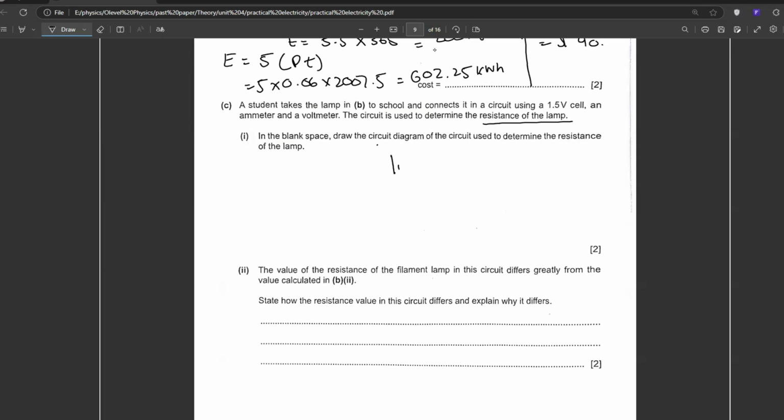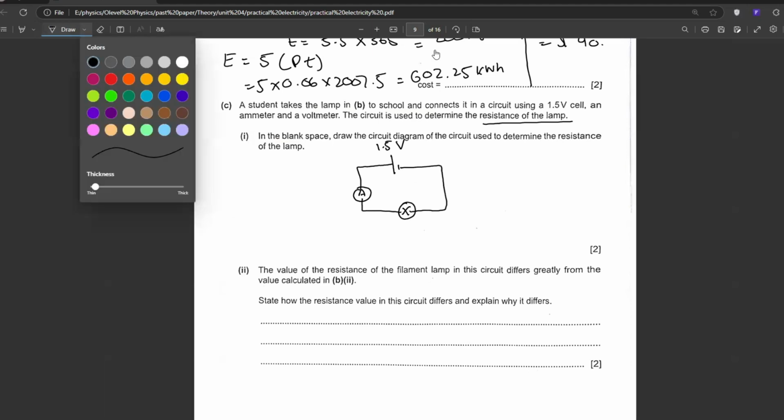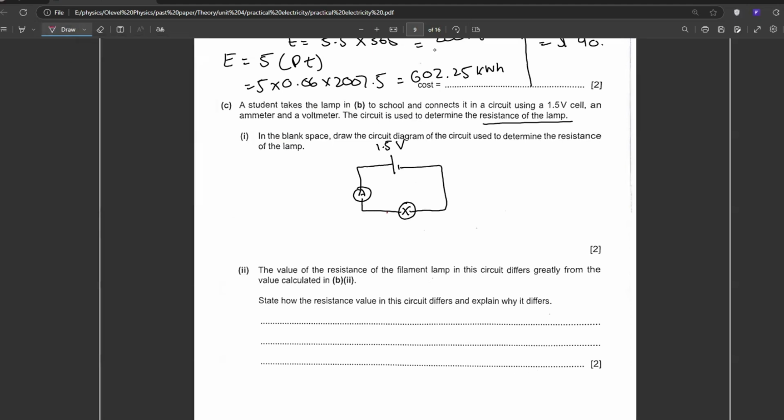First of all, you will draw a 1.5 volt cell. Then you will connect an ammeter here that will measure the current in the lamp. Then you will place the lamp here. Still one thing is missing. What is that thing? You will have to connect a voltmeter in parallel like this. The voltmeter will give you the value of voltage, ammeter will give you the value of current. You can use both of them to calculate the resistance.